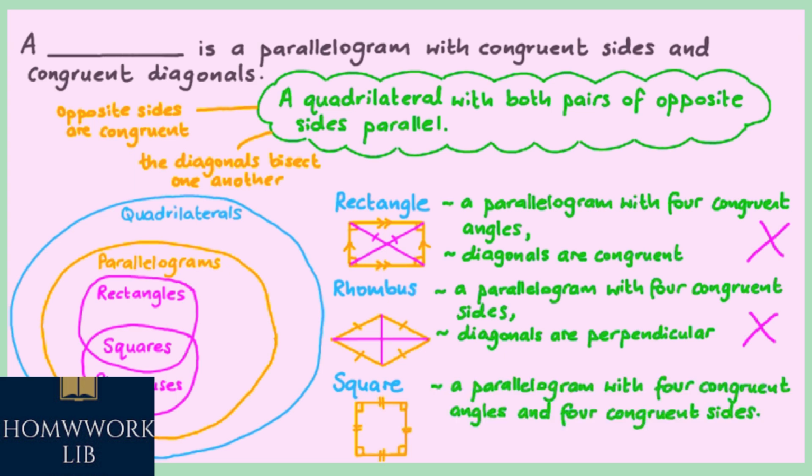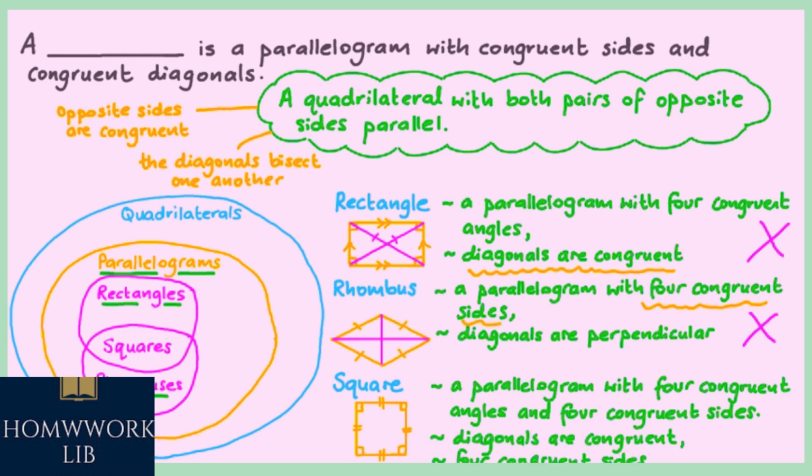Which leaves us with squares, which are defined as parallelograms with four congruent angles and four congruent sides. Looking at the Venn diagram or the definition of a square, we know that squares are a type of parallelogram. And they are also a type of rectangle and a type of rhombus. Therefore, they inherit all the properties of these quadrilaterals, including the properties that the sides are congruent and that the diagonals are congruent. We can then complete the blank with the word square, since a square is a parallelogram with congruent sides and congruent diagonals.